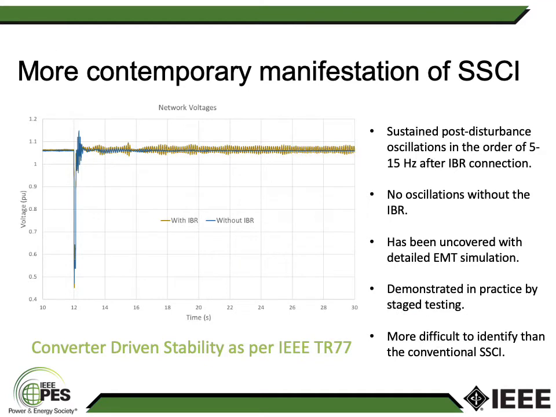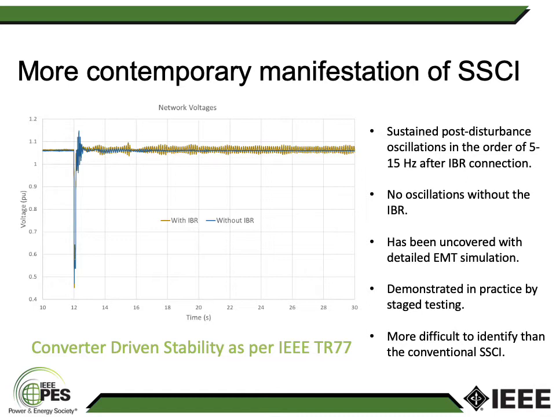Okay, this slide shows more contemporary forms of SSCI as we had seen in the Australian national electricity market. In this case, there is not any series compensated AC line nearby, but what prompts these sustained post-disturbance oscillations is the presence of multiple electrically close IBRs when they are all operating under low system strength conditions. As we can see from the graph, without the IBR, there are no voltage oscillations. And as soon as the IBRs are connected, we see these sustained post-disturbance oscillations. The frequency of oscillations has been ranging between 5 and 15 Hz and was initially detected by wide area electromagnetic transient simulation, and subsequently AEMO were able to replicate these oscillations by staged simulation testing.